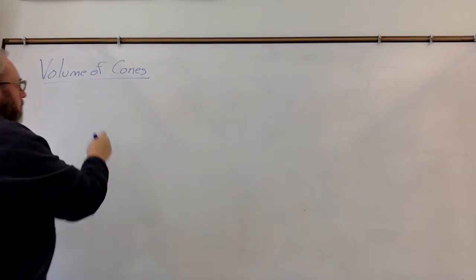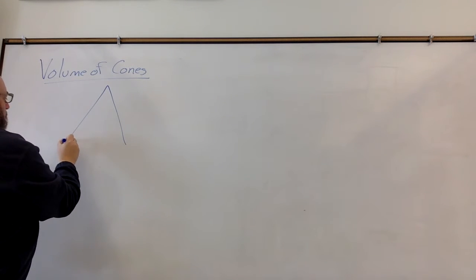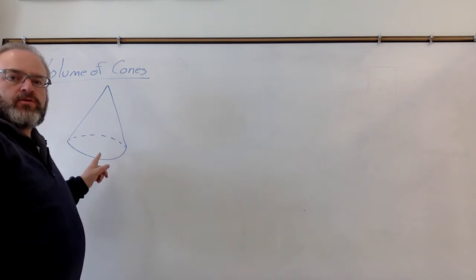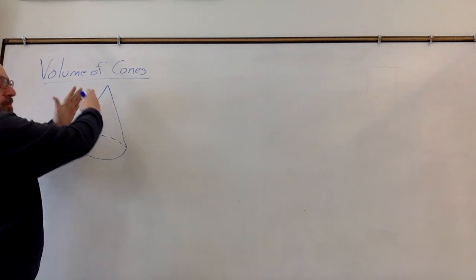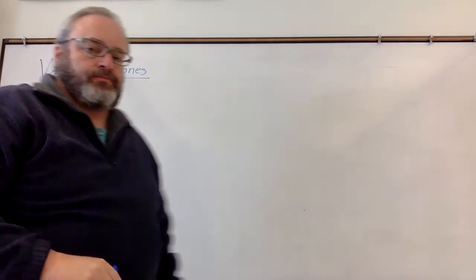A cone is a three-dimensional object that has a circle at the base and the top tapers to a point. Think of an ice cream cone, for example.